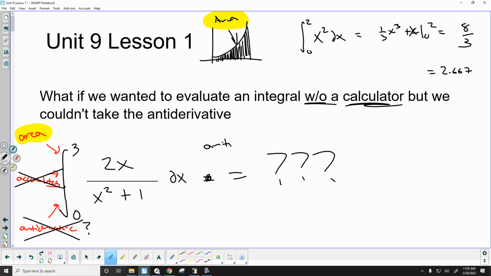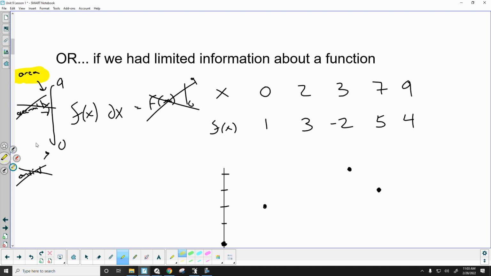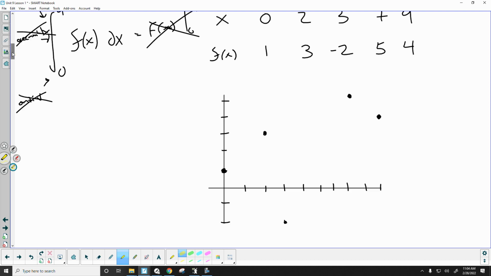Here, this guy. Area. Well, I'm not given an equation, so my calculator can't accumulate. I could take the antiderivative, but when I do, I get big F, and that doesn't really help me. So like, yes, I can, but no, it doesn't help me. So I still want to find the area, but I can't do either of these two things. All I'm given is a limited amount of information. I'm given some points. I don't even know how these points are connected.